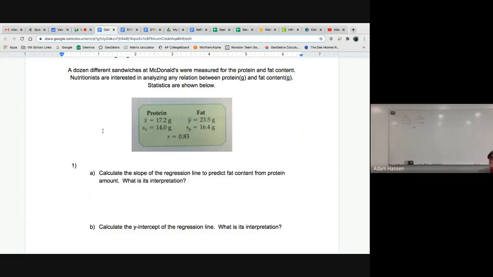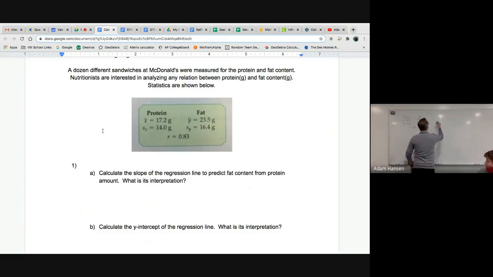Response variable. If there are any changes in the fat content explained by variation in the protein content of these sandwiches. Our X values have an average of 17.2 grams and a standard deviation of 14. Our Y values, our response variable, has an average of 23.5 grams and a standard deviation of 16.4 grams. The correlation coefficient, the R variable, is 0.83.